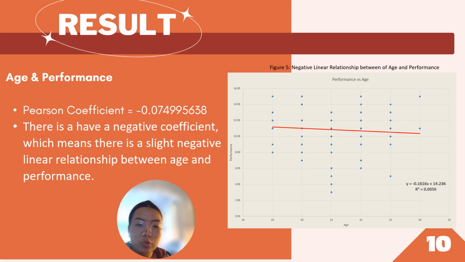However, when we look at the relationship between age and performance, we see that it's negatively correlated, which means that there's a slight negative linear relationship. So it's very close to zero, indicating that this relationship is extremely weak. It suggests that age is not a very strong predictor of performance, at least in this sense.